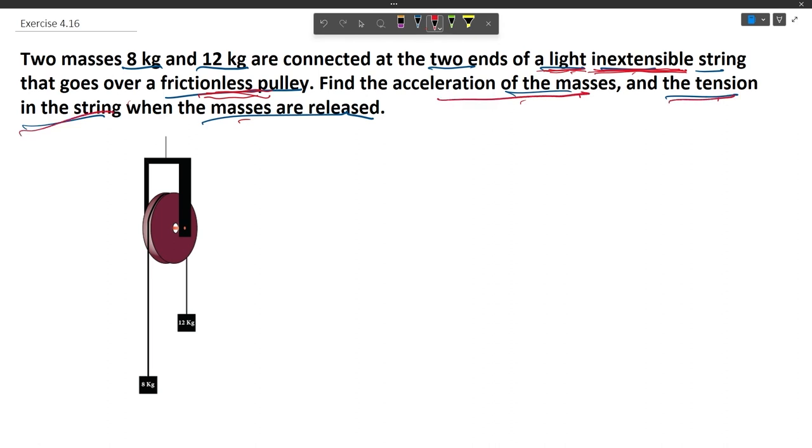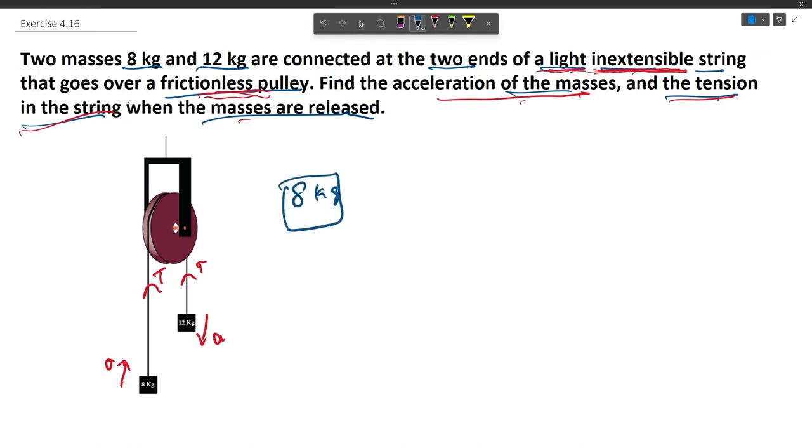So let us represent the tension in the string by T. Since it is a single string, the string tension in both the cases is going to be the same. Now for acceleration, let us assume that the 8 kg object would be going upwards, so its acceleration is a, and since it is a single string, the other is going to be in the downward direction a. Now let us proceed by the free body diagram at first of the 8 kg object.